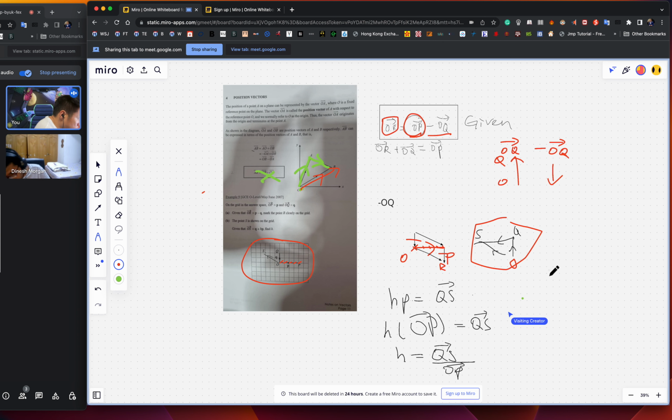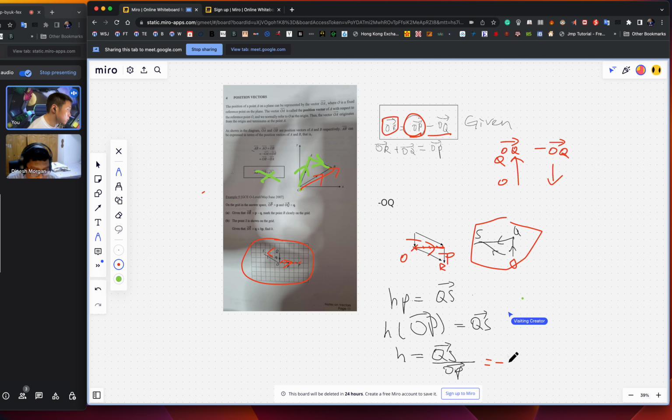I think directionally there is a problem here for this question. You have QS, right? QS is this direction. Can you see QS is this direction? And then your OP is this direction, right? So I think the factor you need to get a minus in front to show that it is opposite in direction.